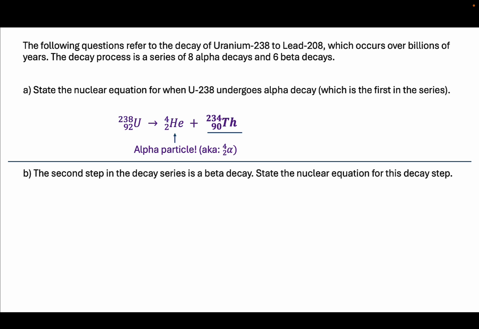Okay, now we know the product of the first step, and we want to know the product of the second step, which is a beta decay. And here we have the exact same process, but note that instead of the alpha particle as one of the products, we have our beta particle. And we can write it as an electron or as the Greek lowercase beta. And in the same way, we want to make sure that the sum of the top numbers is equal and that the sum of the bottom numbers is equal from the left side to the right side. And here that gives us the following.